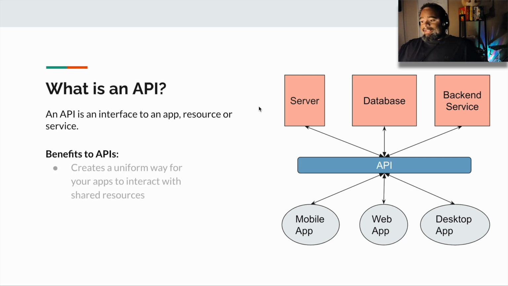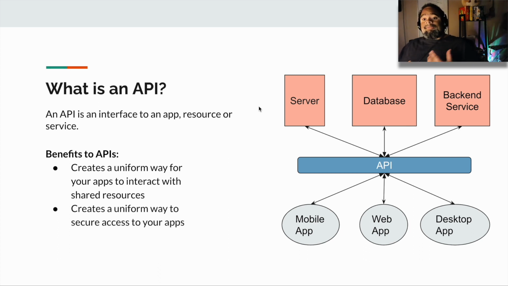The benefits to an API is that you have a uniform way to interact with these resources. So more or less, all of these platforms are communicating to the backend in the same way. Additionally, you have a uniform way of securing access to your backend. So whatever authentication method you have set up on your API, that's going to be how everything accesses your resources. And then, of course, there's a bunch of other reasons, but we won't go into that right now.